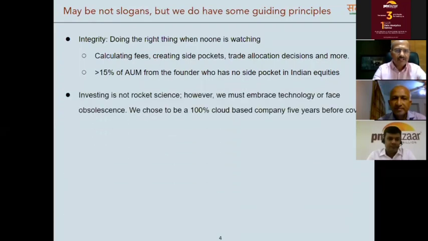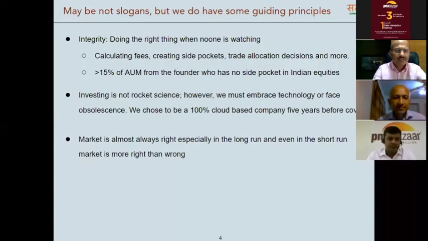We understand that investing is not rocket science. However, we must embrace technology or face obsolescence in this world of fast-moving information. The investment ideas don't remain undiscovered for very long. And so, if we don't embrace technology, we could become obsolete. And we actually started 5 years back as a 100% cloud-based company, and since then we have adopted many technology-based initiatives to keep our work going, and I'll talk about that more in detail.